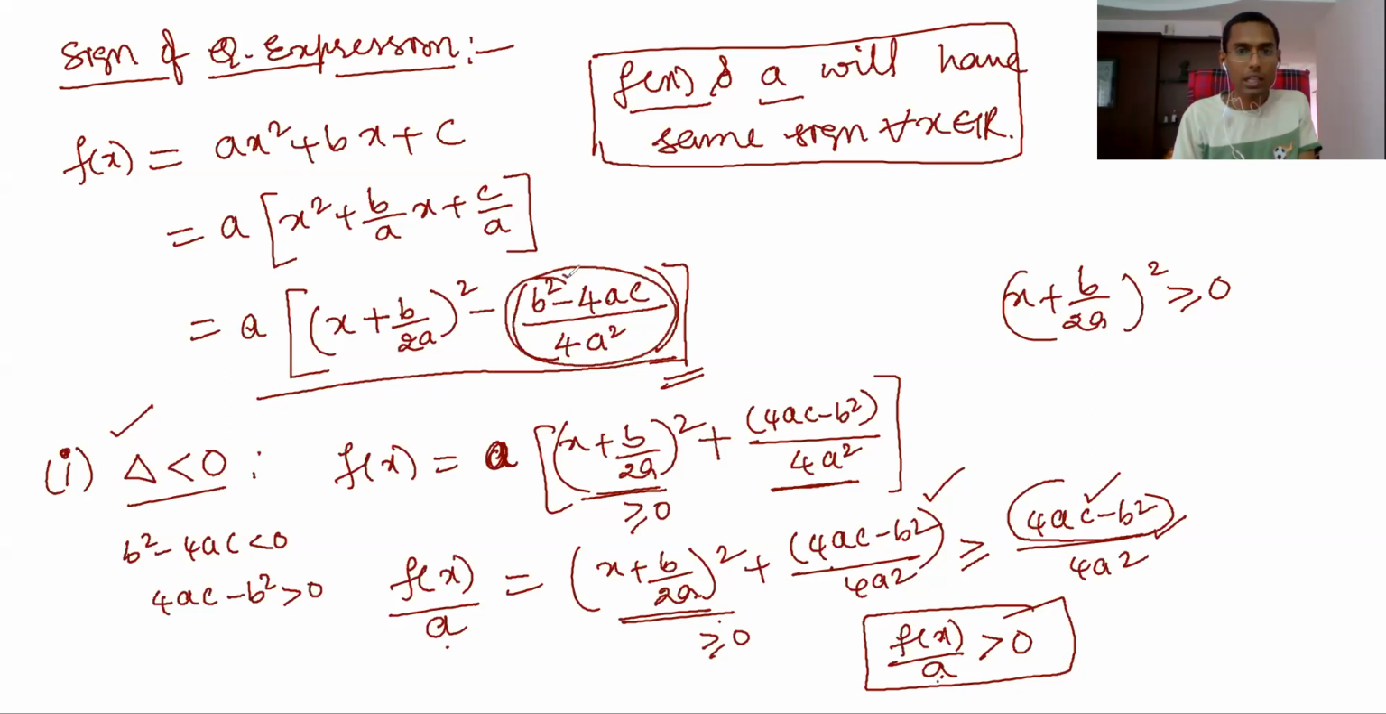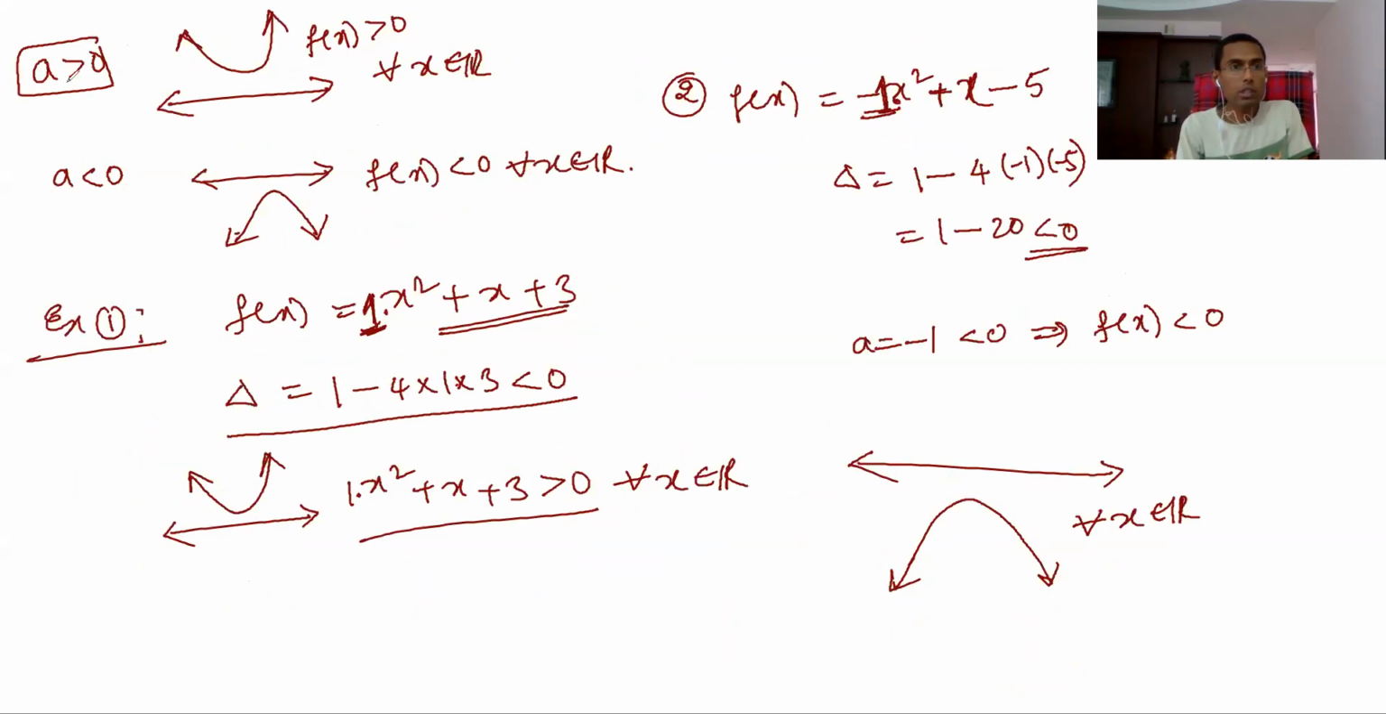If delta is negative, then this part is negative, and negative into negative is positive, so positive plus positive is positive. Therefore, if delta is less than 0, the bracketed part is positive. If a is positive, the whole expression is positive. If a is negative, the whole expression is negative, because the bracketed part is anyway positive. That's what we discussed here.